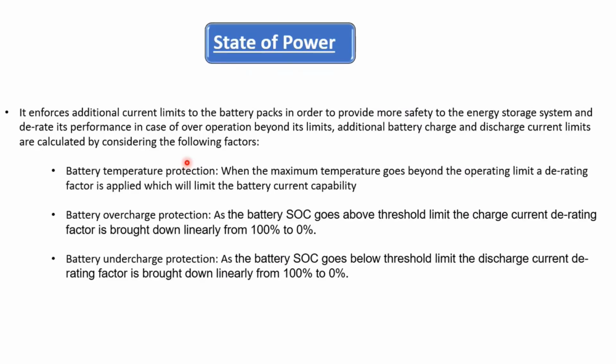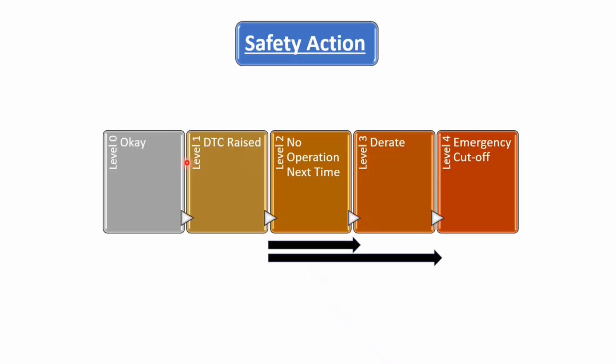So the state of power we have already seen, how much power it will give continuously at different rates. This we have seen already, and the safety action that we have already seen. What is level 0? These are the different safety actions that we have to take.